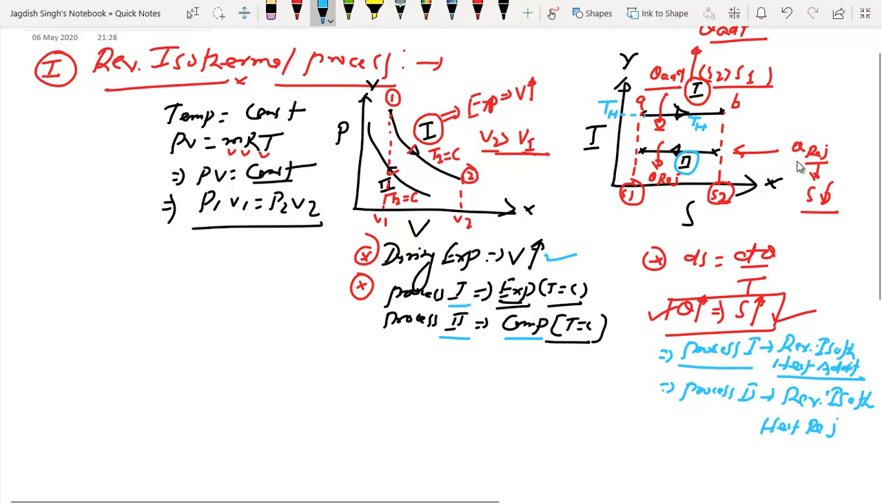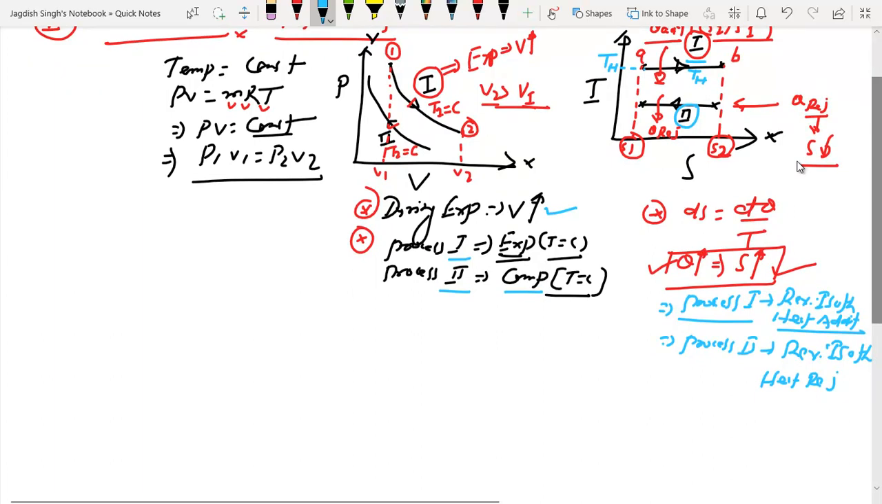Similarly, on the TS plot, whenever heat is added isothermally, entropy will increase, and in process 1 we can see that entropy is increasing when we move from left to right. That's why process 1 is reversible isothermal heat addition, and process 2 is reversible isothermal heat rejection. So this is the basic fundamental we need to understand carefully, so that we can visualize the situation, because proper visualization of the problem is very important in thermodynamics.